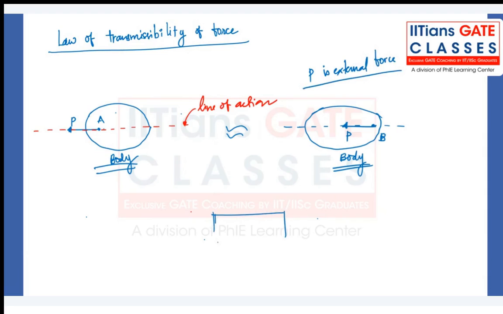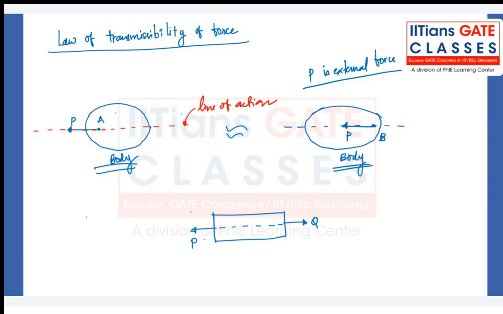Some forces or stresses induced in the body are not applicable for the law of transmissibility of force. So consider this figure, and we have some forces P and Q, and these are internal forces, not the external forces. And this is our line of action. So now P and Q are the internal forces, and you can clearly see it's a tensile loading you are creating on a bar AB.